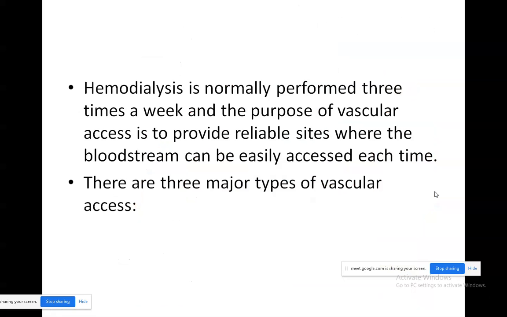So hemodialysis is normally performed 3 times a week. And the purpose of vascular access is to provide a reliable site where the bloodstream can be easily accessed each time. Your vascular access is nothing but the needle which has to be inserted into the human body part, necessary for accessing every time. Accessing means taking the blood and giving the blood. That is what access means.